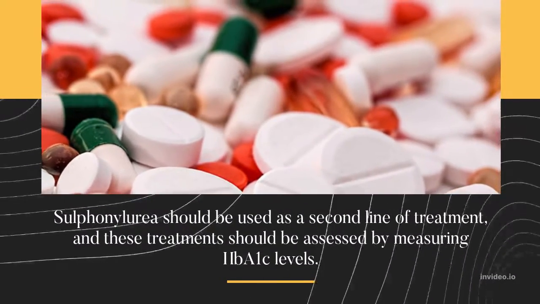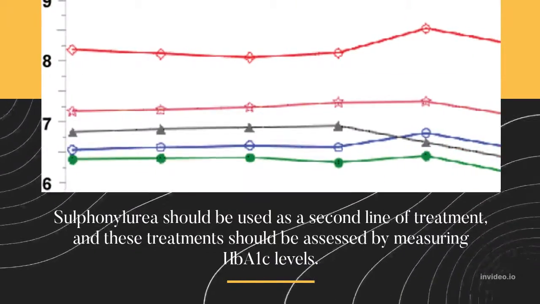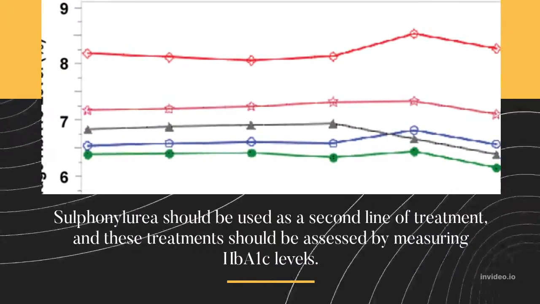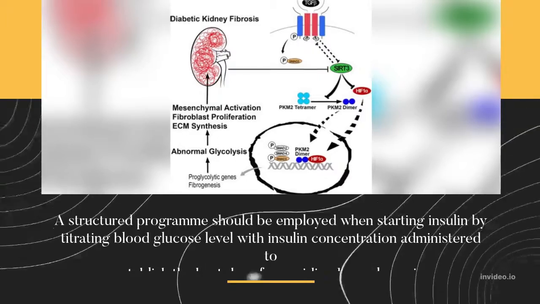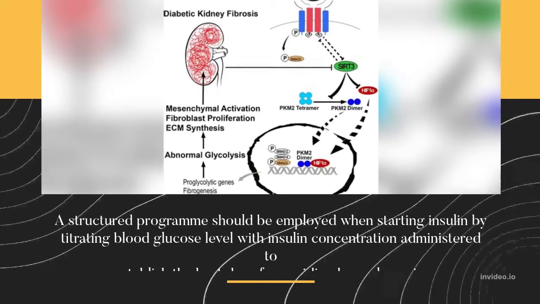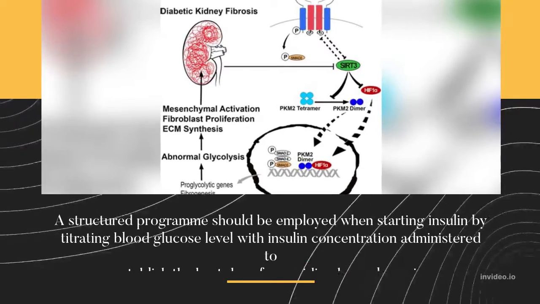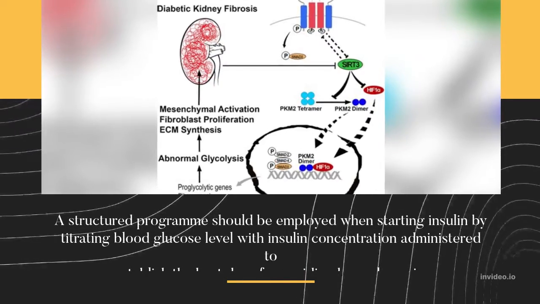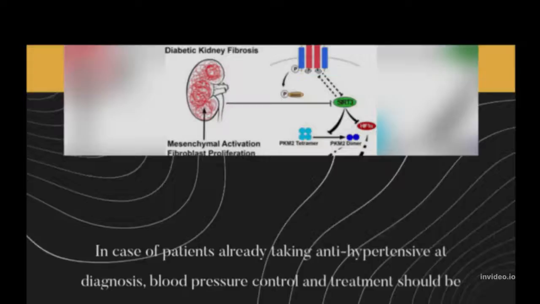Sulfonylurea should be used as a second line of treatment, and these treatments should be assessed by measuring HbA1c levels. A structured program should be employed when starting insulin by titrating blood glucose level with insulin concentration administered to establish the best dose for avoiding hypoglycemia.